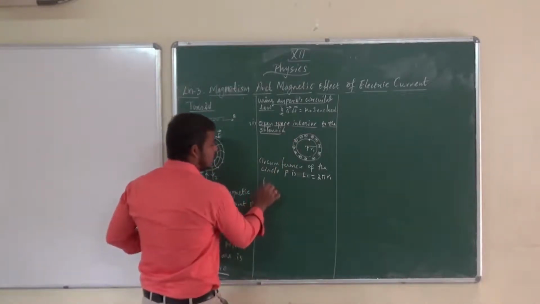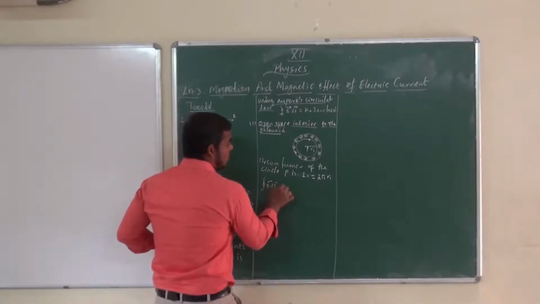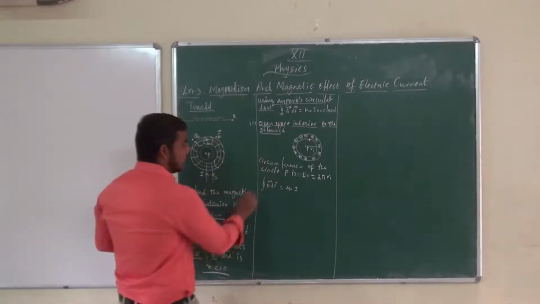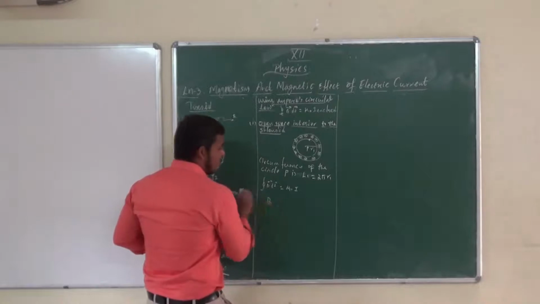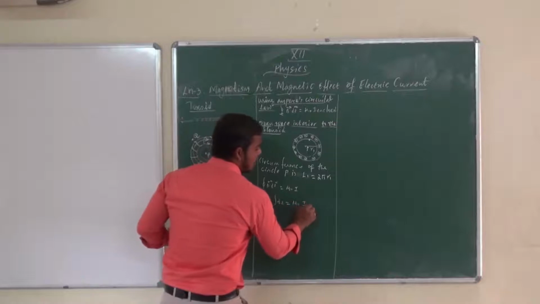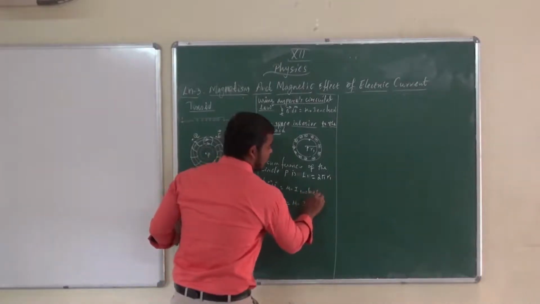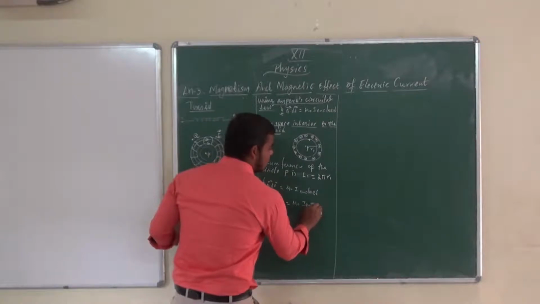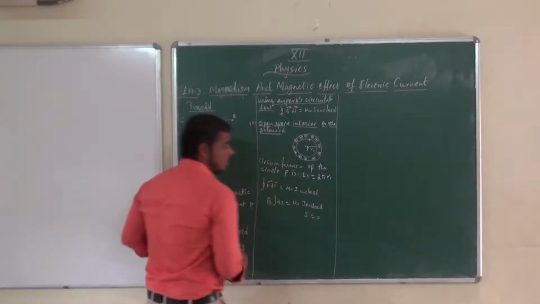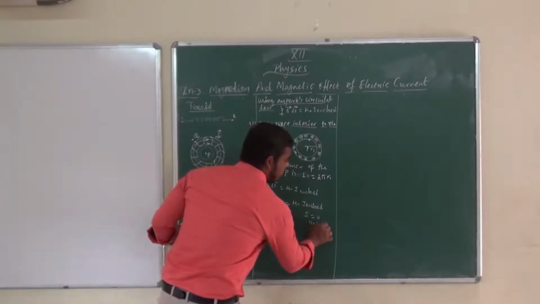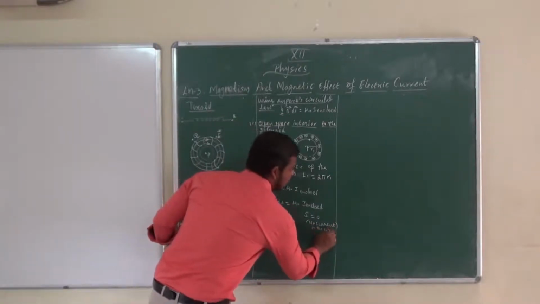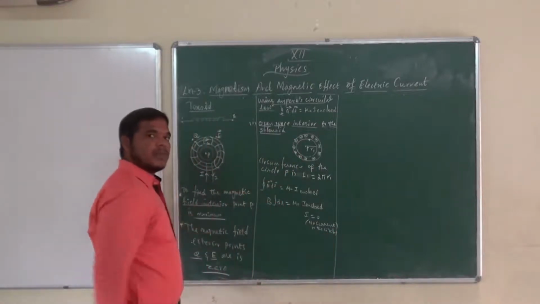What is Ampere's circuital law? The closed integral of B vector dot dL equals mu naught I. Here we are taking B integration of dL equal to mu naught I enclosed, isn't it? Here I enclosed equals 0. What is the reason? No current in the circle. So the right side of the equation is 0.